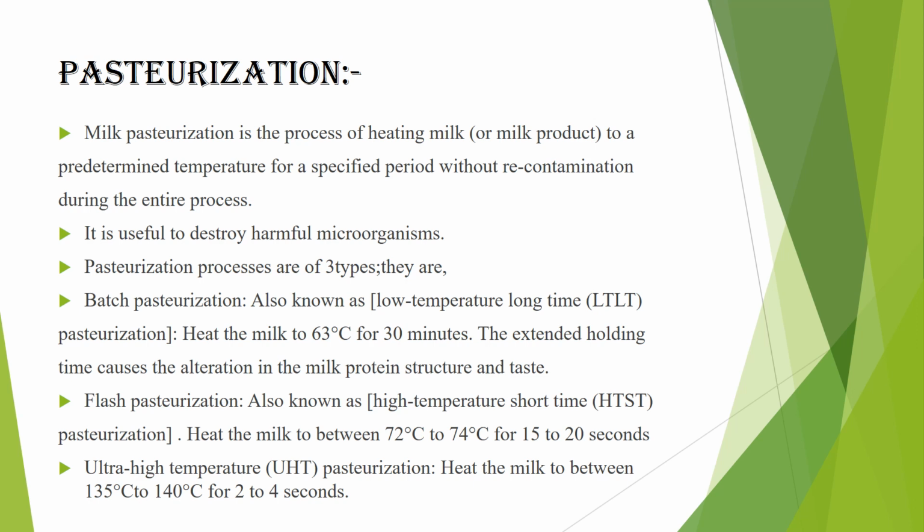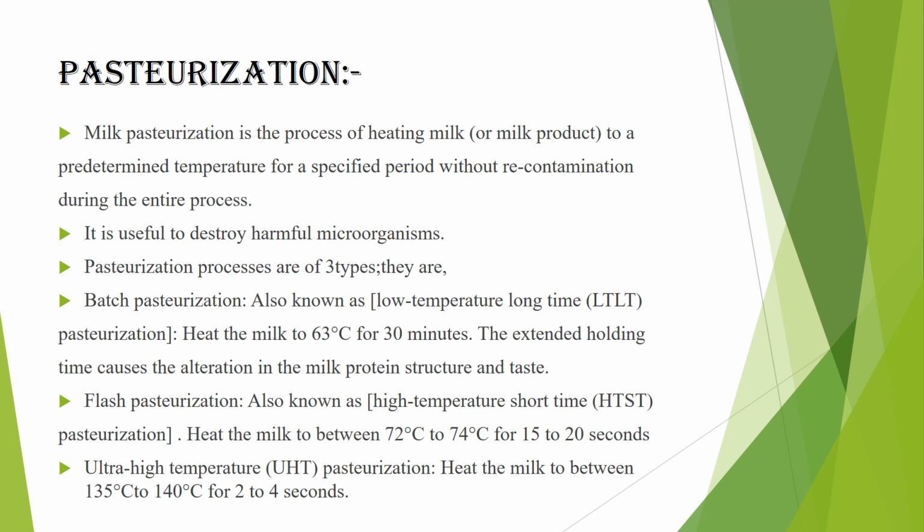Next is flash pasteurization, also known as high temperature short time pasteurization, where the milk is heated at a high temperature for a short time. Heat the milk to between 72 and 74 degrees centigrade for 15 to 20 seconds only. In ultra high temperature pasteurization, heat the milk to between 135 and 140 degrees centigrade for 2 to 4 seconds.